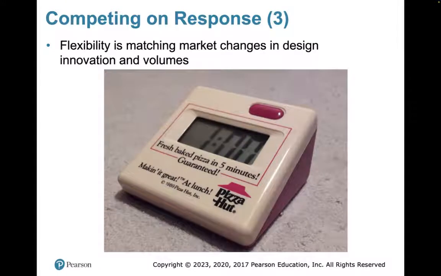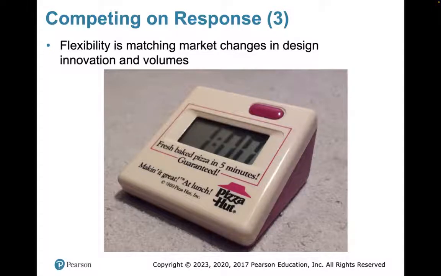The third way to compete strategically is to compete on response. Okay, so in other words, again, this is all about speed. And we could do this a lot in the hospitality industry. I like to use the example of Pizza Hut. They used to have the really fast lunches. You can see here, this is way back in the day, but they had a little timer here. Okay, so fresh baked pizza in 5 minutes guaranteed.